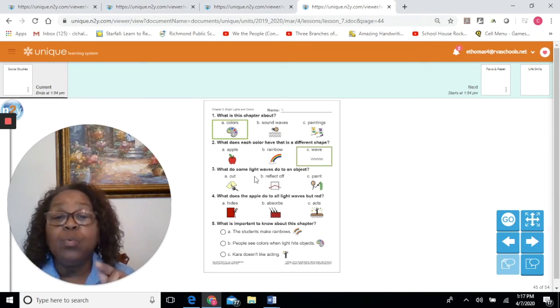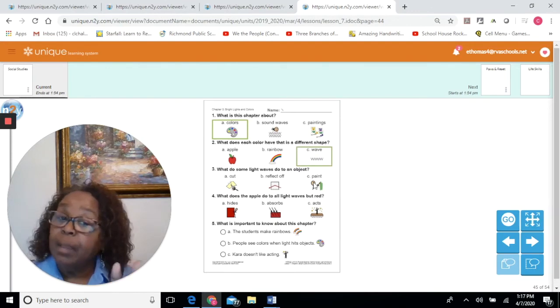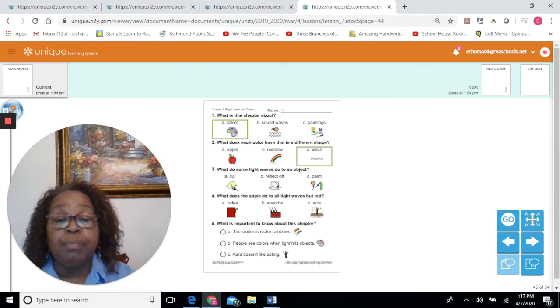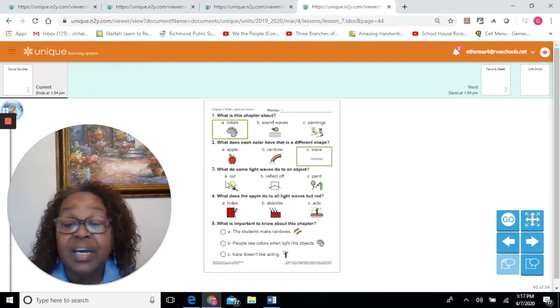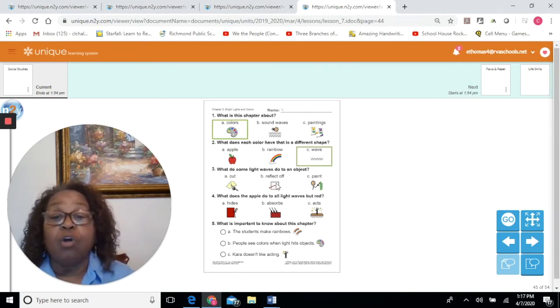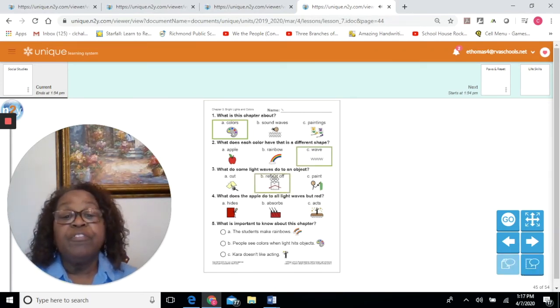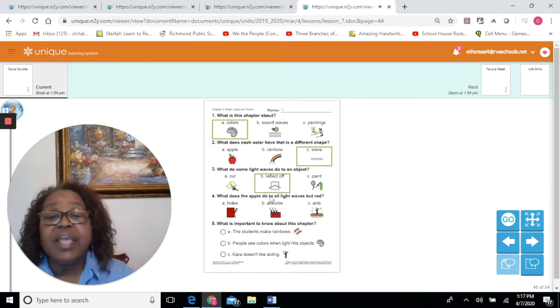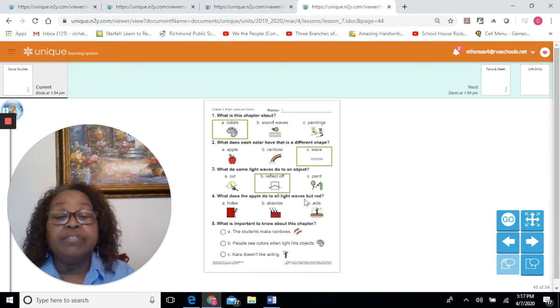Number 3, what do some light waves do to an object? What will light waves do to an object? Will it cut it? Will it reflect off of it? Will it paint? We know it's not paint. We can slash and trash that one. Reflect, that's a good possibility. Cut. I do not remember in the story anything about light waves cutting. We're going to be able to eliminate that one, slash that one also. So our best possible answer is reflect off. What do some light waves do to an object? Reflect off.